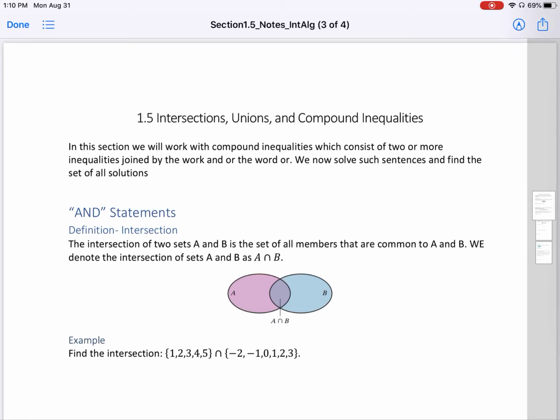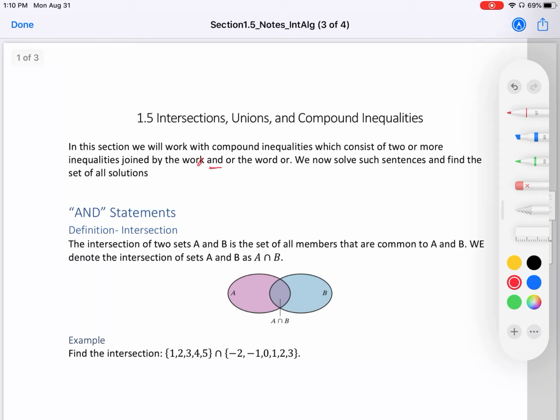Hey, let's continue with the next section, 1.5, Intersections, Unions, and Compound Inequalities. In this section, we will work with compound inequalities that consist of two or more inequalities joined by the word and or the word or. We now solve such sentences and find the set of all solutions. And statements.